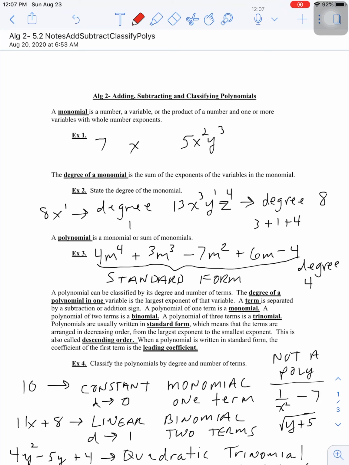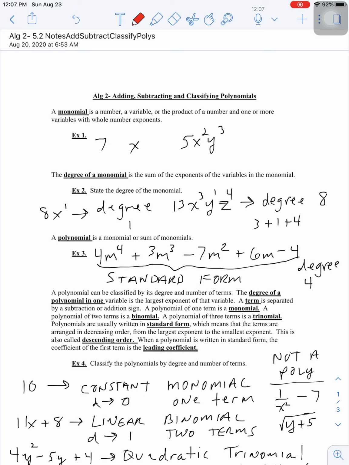So here we go, beginning the school year off with adding, subtracting, and classifying polynomials. These first sections worth of notes are kind of big, so I pre-filled it, and then I'm going to highlight things as I go through it here. So it's all about adding, subtracting, classifying polynomials.